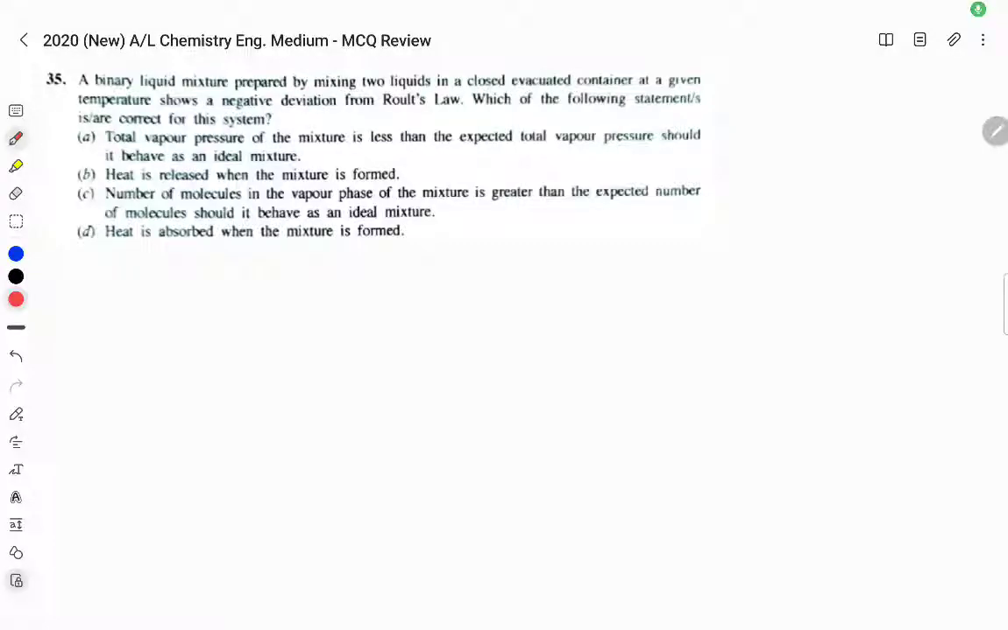Question number 35. A binary liquid mixture prepared by mixing two liquids in a closed evacuated container at a given temperature shows a negative deviation from Raoult's law. Which of the following statements is correct for the system?